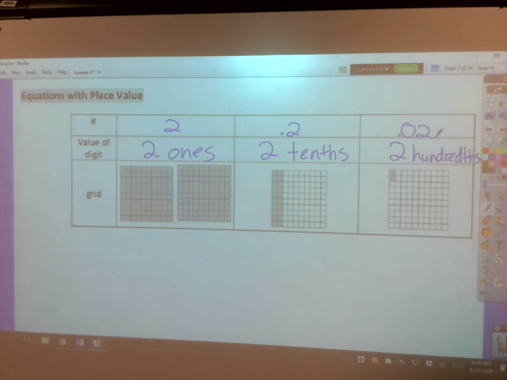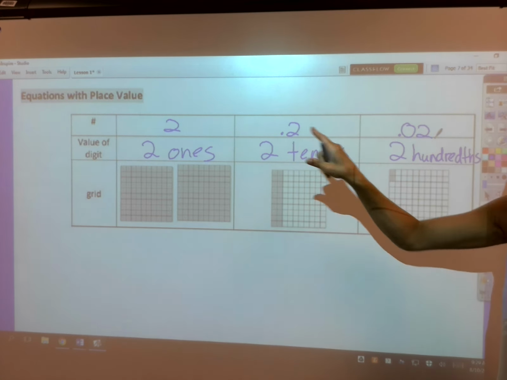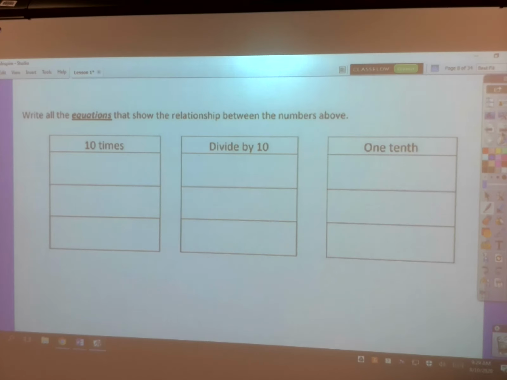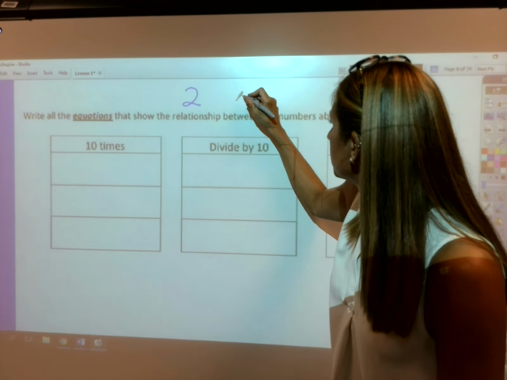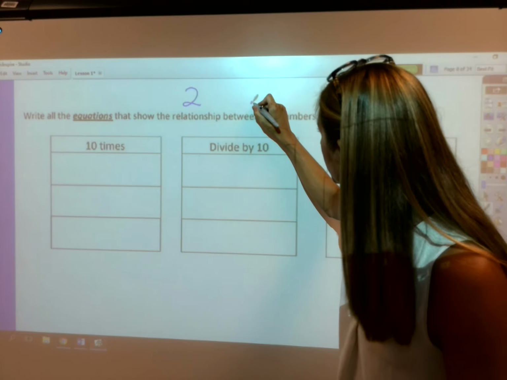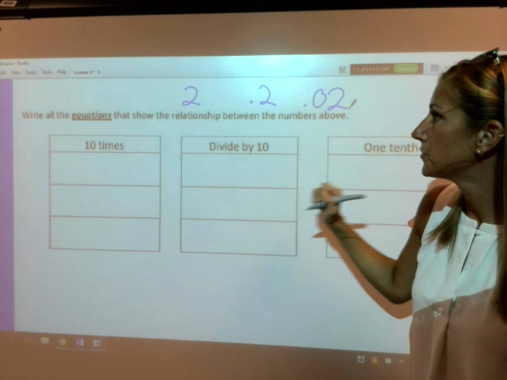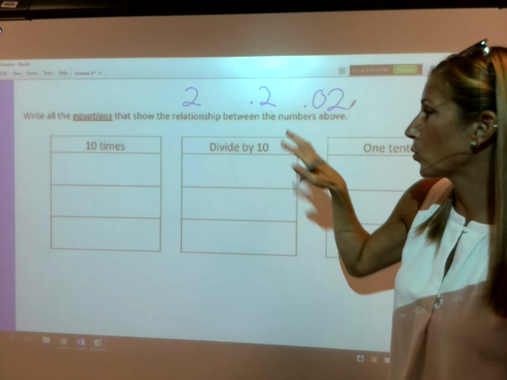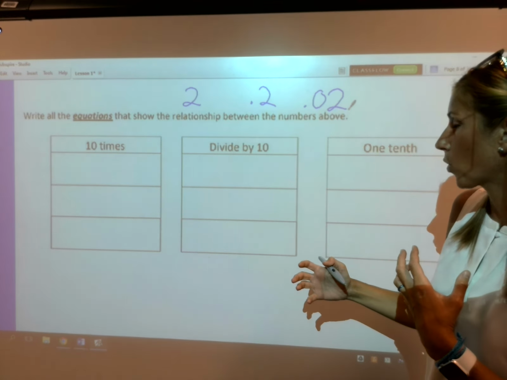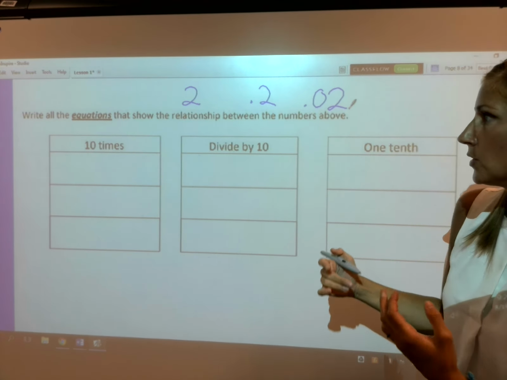So let's talk about how these 2's all relate to one another based on what place value they're in. So if we were doing 10 times, so I'm going to write these up here because I can't see them, but you have them on your paper. So we had 2, we had 2 tenths, and then we had 2 hundredths. So we're going to write all the equations possible to show the relationship between the numbers, okay? So times 10. So that means the digit would be moving to the left, right?